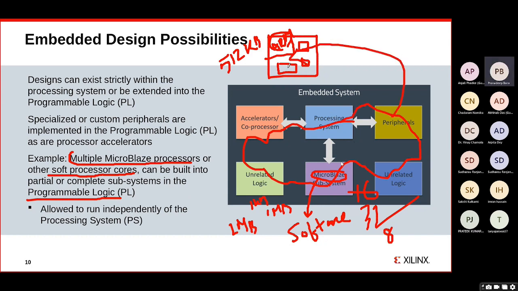Why? Because the ARM processor is a hard IP, Microblaze is a soft core IP. So that is the thing. Everything there will be a trade-off. Depending upon the specification, we have to come up with an optimized solution.